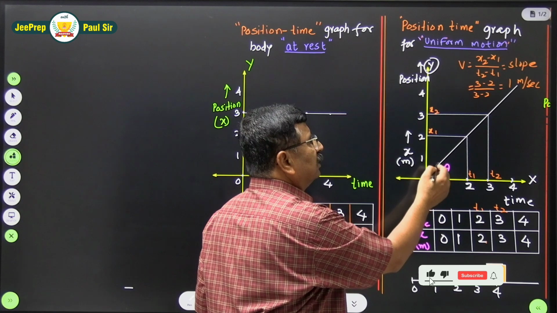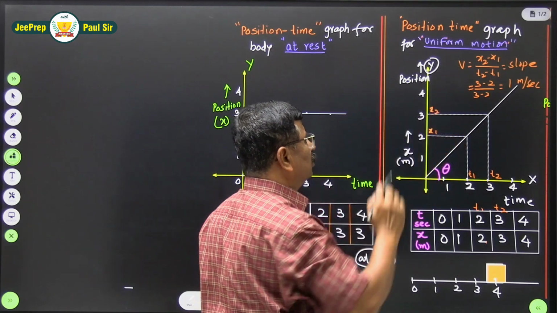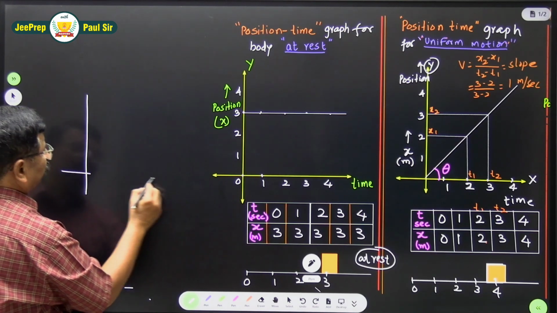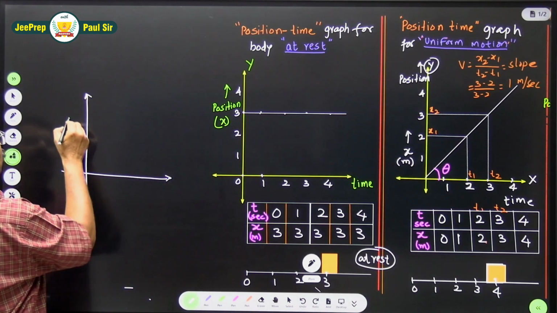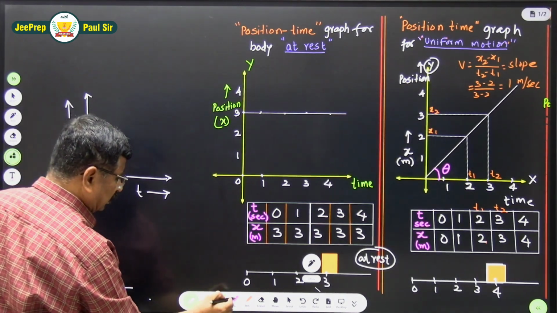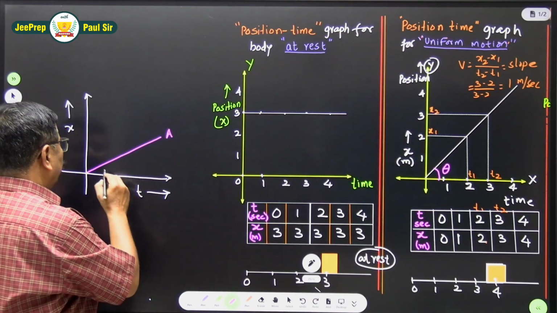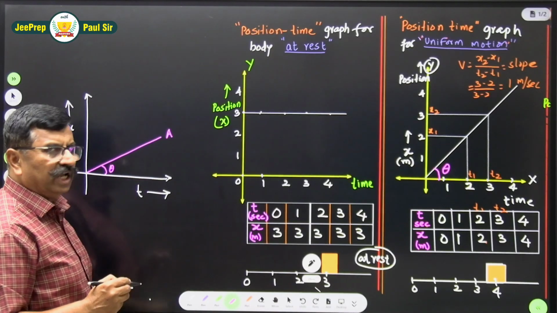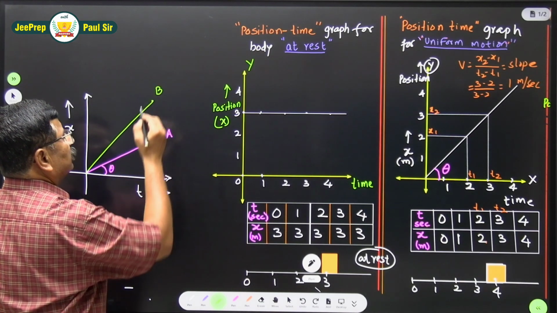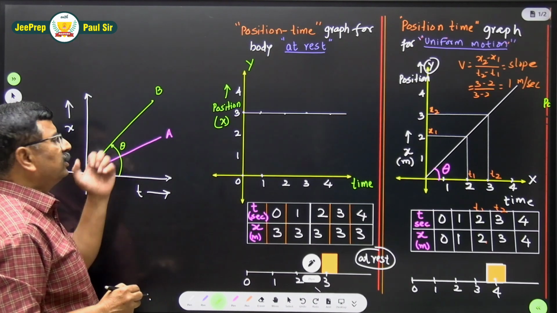If this angle theta is large, it means the slope is large, that means the value of tan theta is more, and at that time velocity is also more. Suppose I plot this graph of displacement versus time, where time is plotted along the x-axis and displacement is plotted along the y-axis. Now, this is the first car which is moving with a certain velocity, and this is the angle made by this line with the time axis, and this is the second car which is moving with another velocity, and this is the angle theta made by this line.